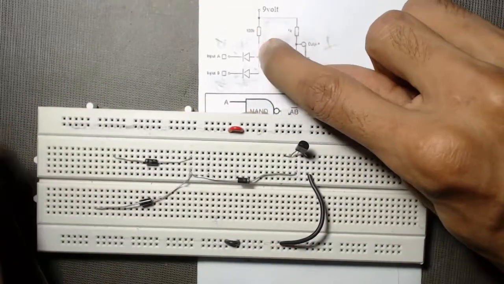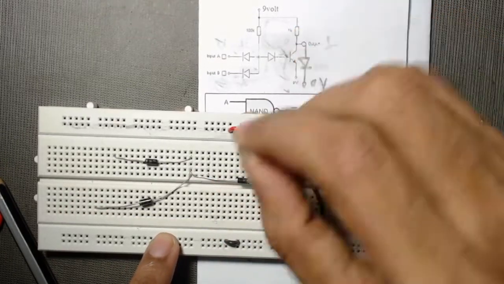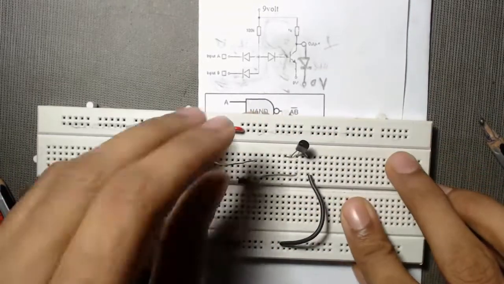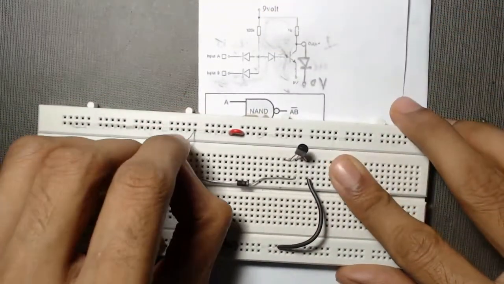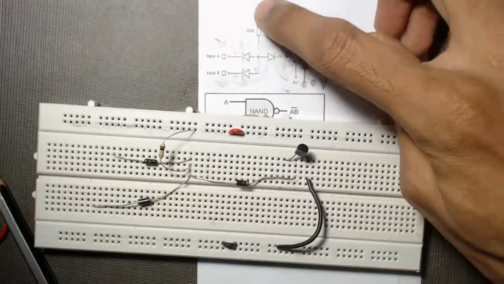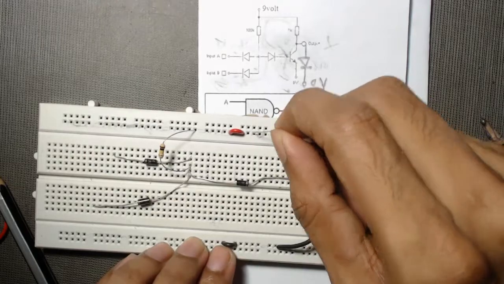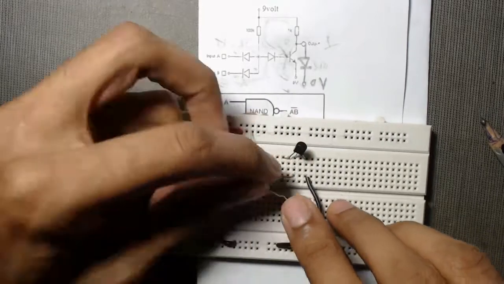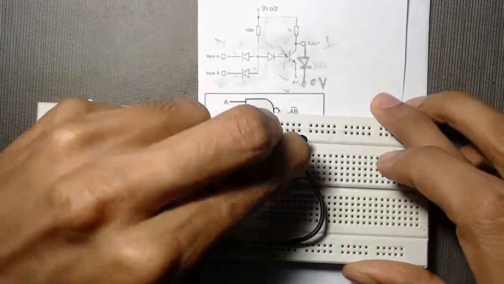Then from this point, a 100k resistor is connected. So we will connect any terminal of the resistor to this point, and we will connect the other terminal to plus 9 volt, that is the VCC row that we have considered. Now from the VCC row again a 1k resistor is connected. So we will connect this resistor from any point of our VCC row, and the other terminal is connected to the collector terminal of our transistor. So we will connect it to this point.